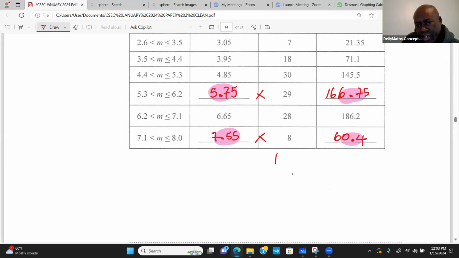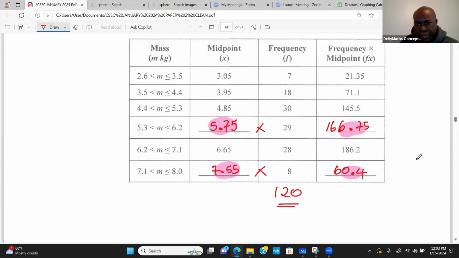The total frequency is 120 newborns, so we know that we have to accumulate the other one, right? So we're going to add 21.35 plus 71.1 plus 145.5 plus 166.75 plus 186.2 plus 60.4. So this comes up to 651.3. So those are my totals down here.